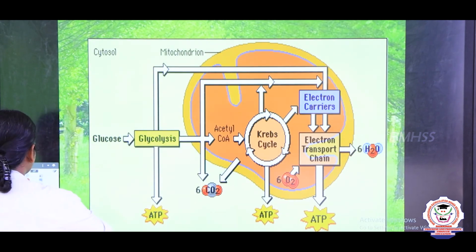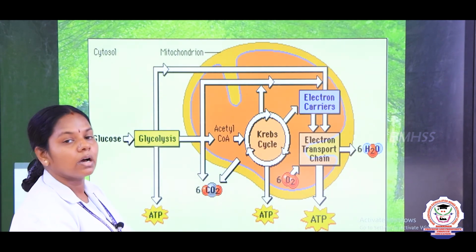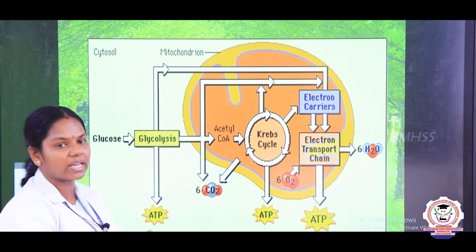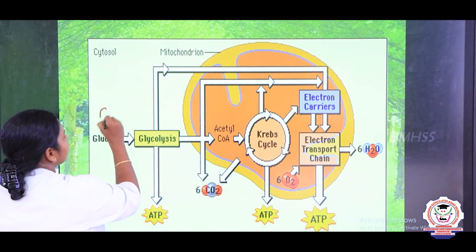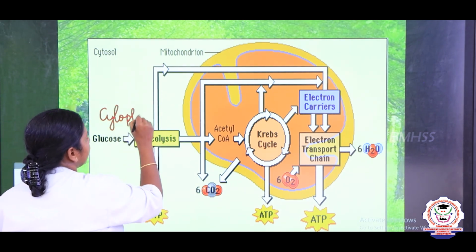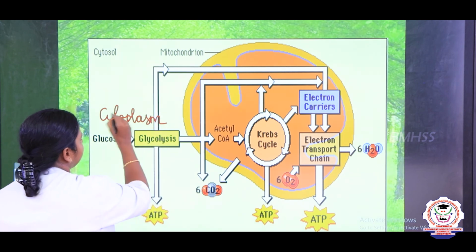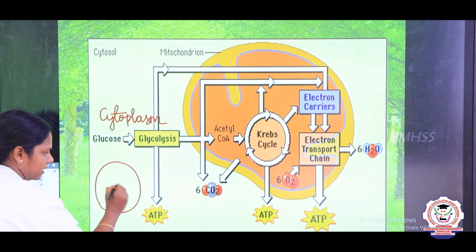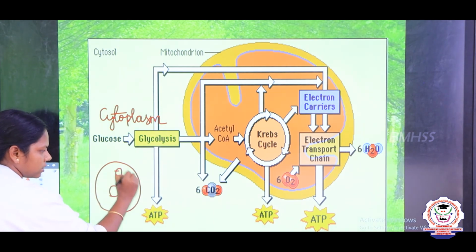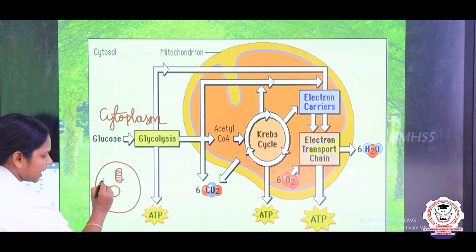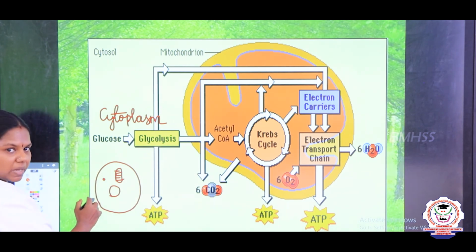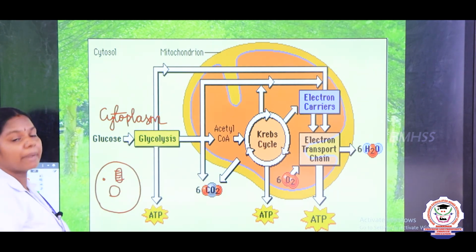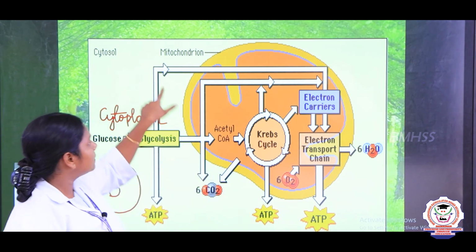And now we are going to see the site for aerobic and anaerobic respiration. The first process, glycolysis, takes place in the cytoplasm. For example, if you take a plant cell, the nucleus will be there and mitochondria will be there, right. So, glycolysis takes place in the cytosol, that is the cytoplasm, and the other cycle, the Krebs cycle, takes place in the mitochondria. So, now look at this image, children.